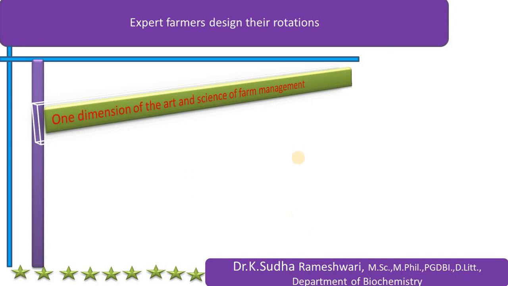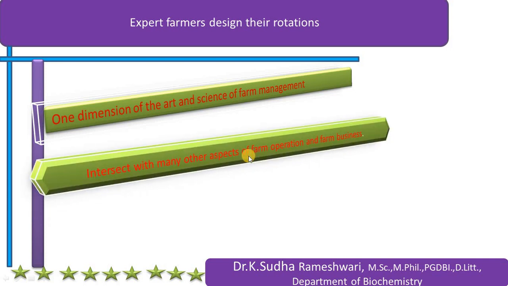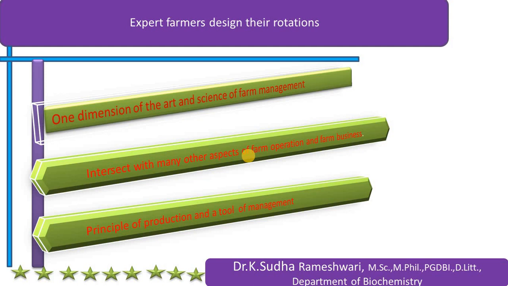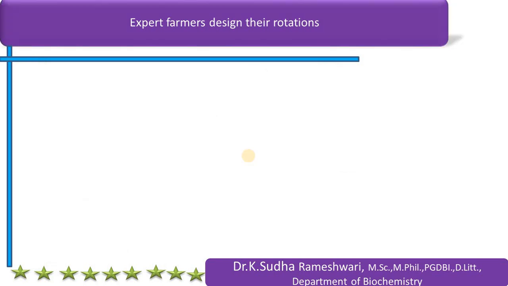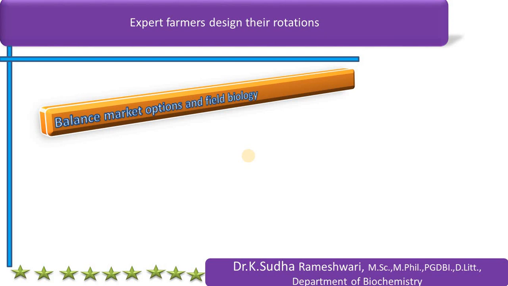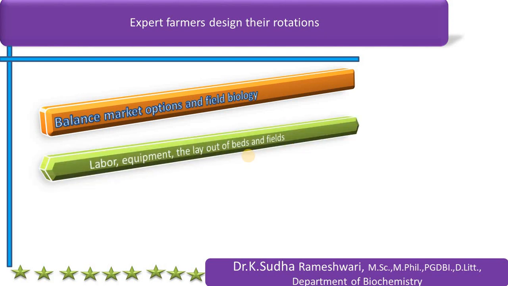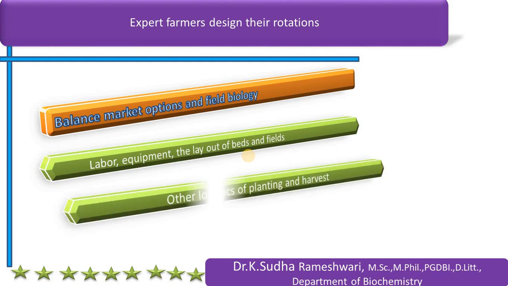Rotations are one dimension of the art and science of farm management. The biological principles of crop rotation intersect with many other aspects of the farm operation and farm business. Crop rotation is both a principle of production and a tool of management. Expert farmers balance market options and field biology. Labor, equipment, the layout of beds and fields, along with other logistics of planting and harvest, all influence how rotations are designed and executed.